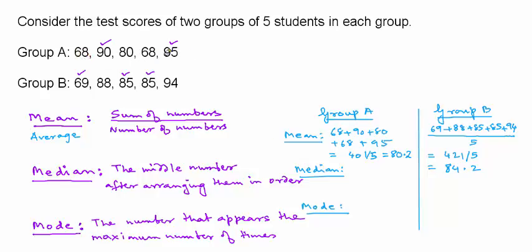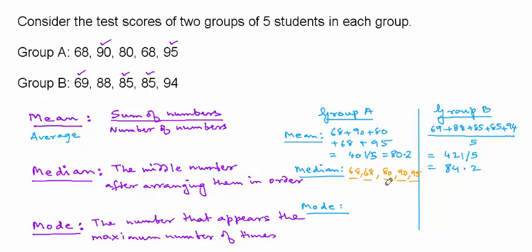So 68, 68. We have 68, 68. And the next number is 80, 90, 95. Okay. So we have 80, 90, and 95. Now, if you look at these numbers, there are 5 numbers, 1, 2, 3, 4, 5.